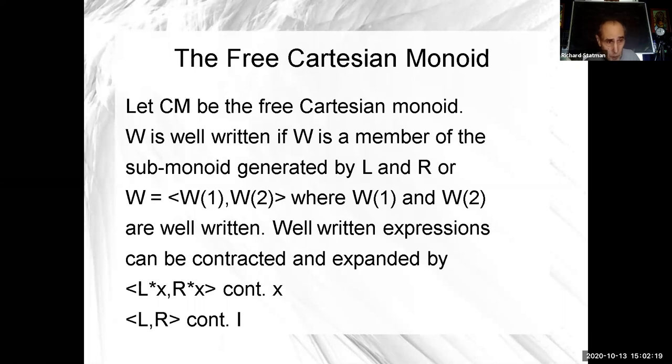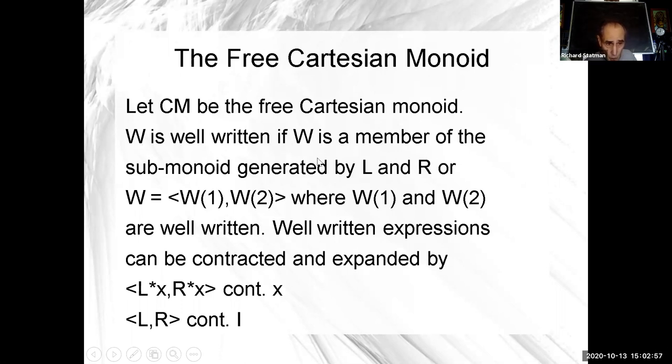So let me talk a little bit about that. We have the free Cartesian monoid. The reason why I want to do this is because I'm going to get a very nice compact description of the elements in the group V. You'll want to compare that to the Cannon-Floyd representation that group theorists use, and you'll see, at least in my mind, that this is a much more perspicuous representation.